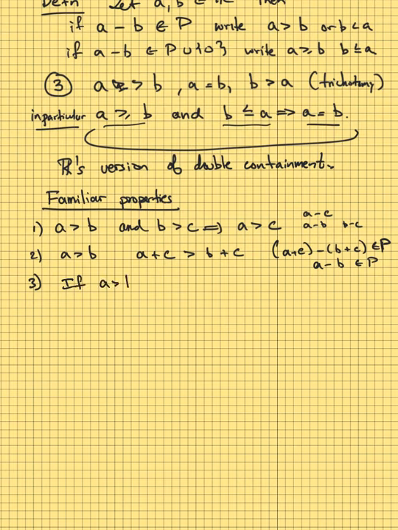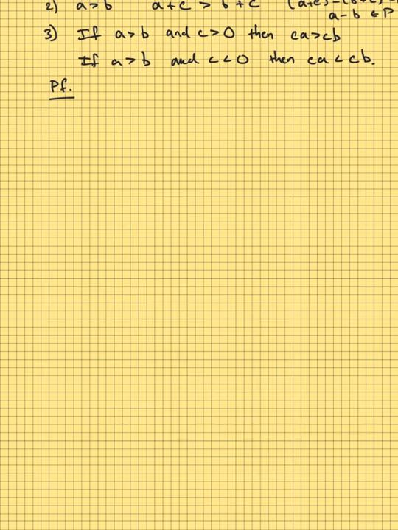Okay, so let me say a third property, just slightly more involved. It's that if A is greater than B and C is greater than 0, then CA is greater than CB, and if A is greater than B and C is less than 0, then CA is less than CB. Okay, so let me finish today by proving this.